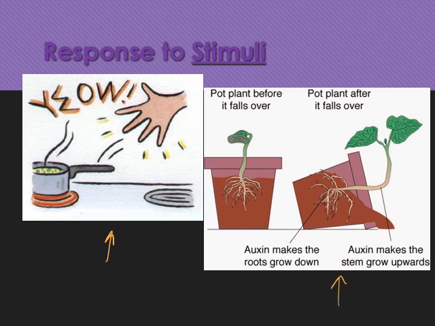It doesn't have to be that, though. We see in this other example that we have a plant that the pot has tipped over, and the plant's response to that is to continue to grow in an upright position so it can still get an adequate amount of light. That is called gravitropism, by the way.